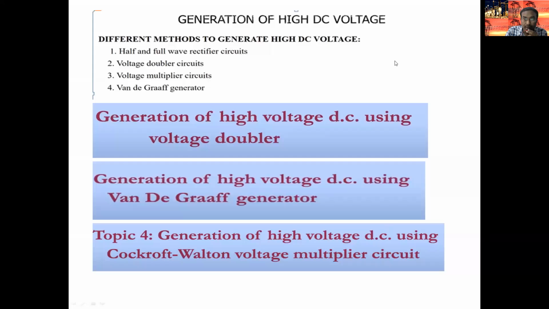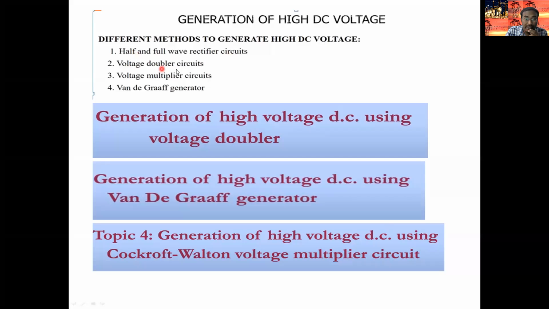Okay, coming to the next concept, that is called generation of high DC voltages and high AC voltages. So, generation of high DC voltages. There are different types of methods to generate high DC voltages. First one, half wave and full wave rectifiers.